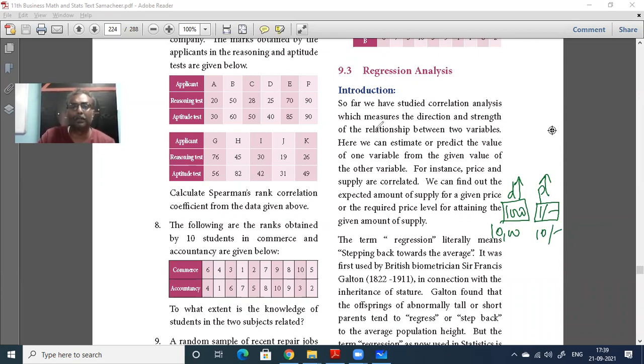Now, new term, oh, I stopped the share screen. Okay. New term is coming.